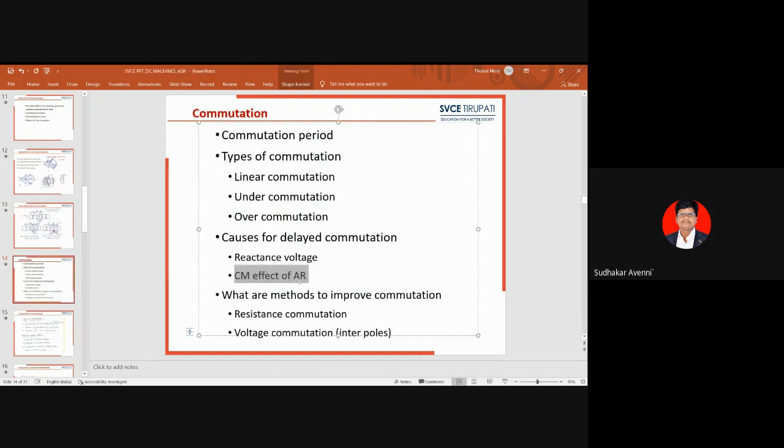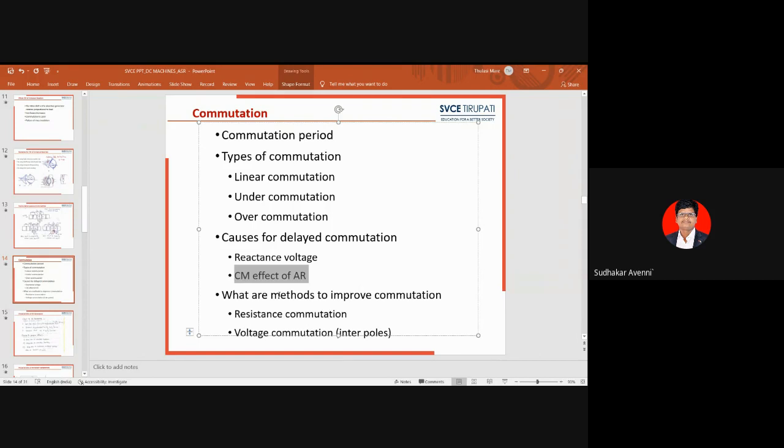Cross magnetization. What is meant by cross magnetization? Because of cross magnetization, some amount of flux is established between the brush and the armature winding. Because of this, some voltage builds up in the brush. This voltage opposes the current reversal in the coil. Because of this, we can say that the reactance voltage and the cross magnetization effect cause delayed commutation.